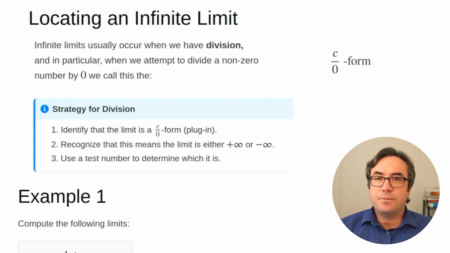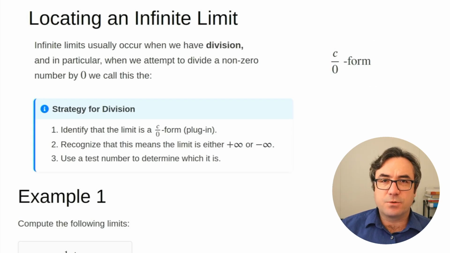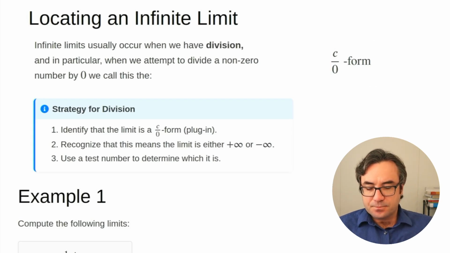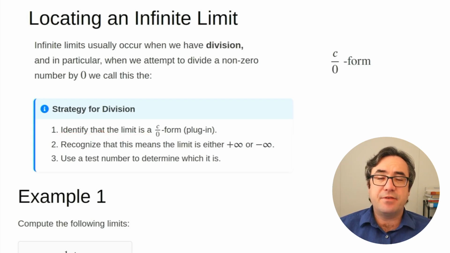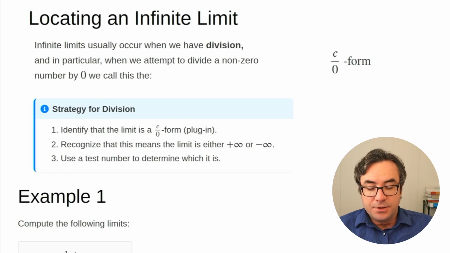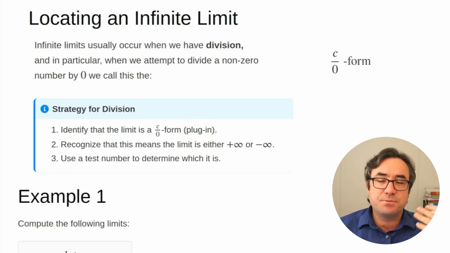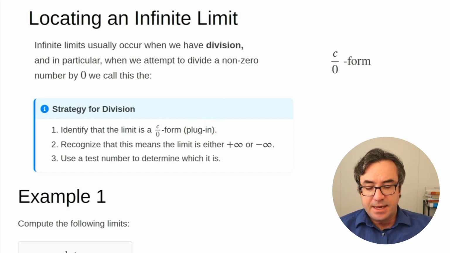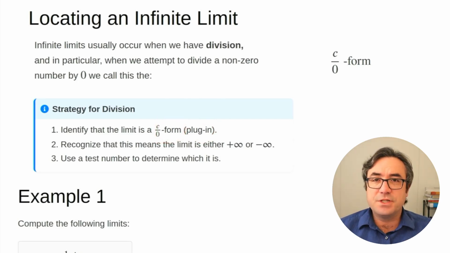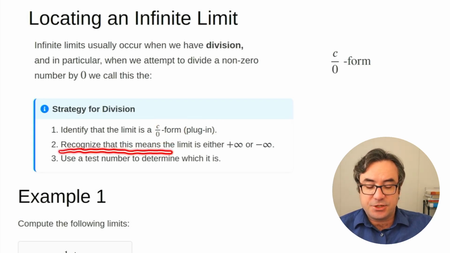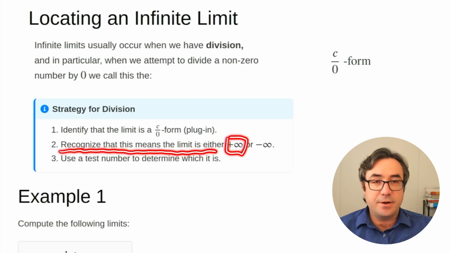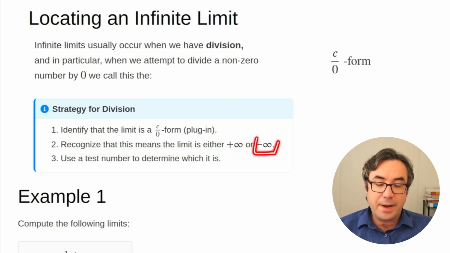So when we have a function and we're trying to do a limit, our strategy here is to first identify that we do actually have a c over 0 form. The first thing is, we'll just plug in the number x is approaching and see what we get. And if you end up with a c over 0 form, that's going to tell us the limit is either going to be plus infinity or minus infinity.